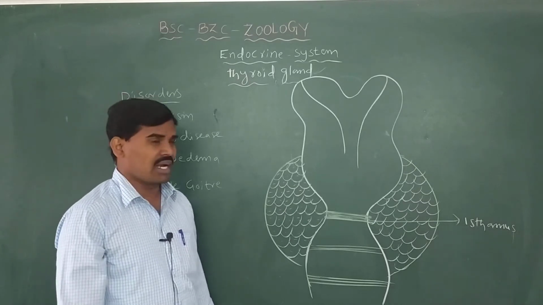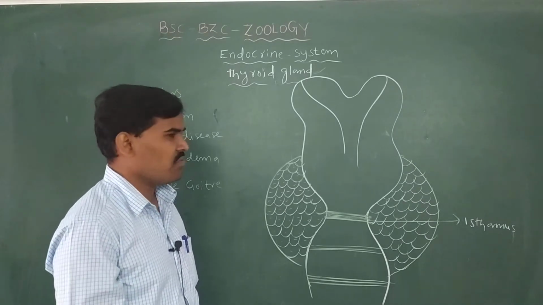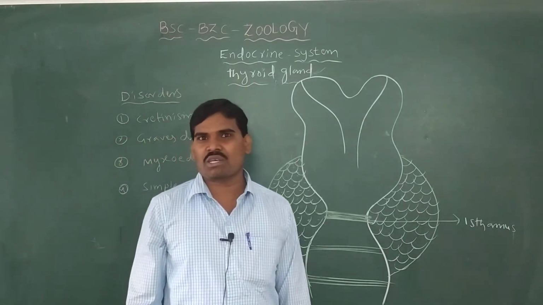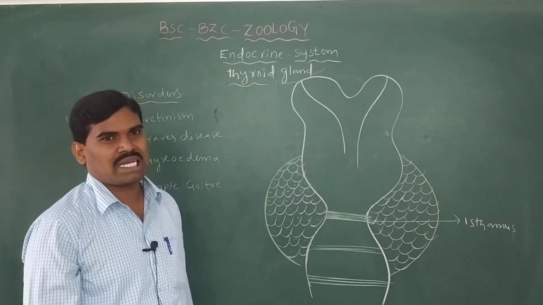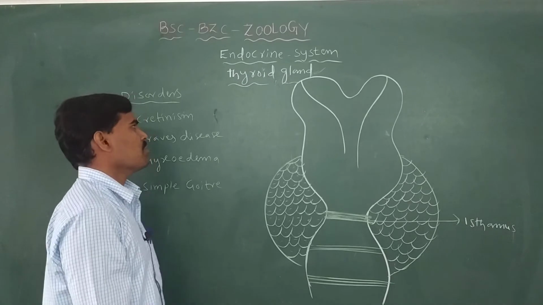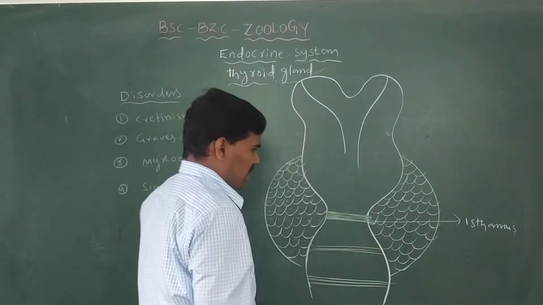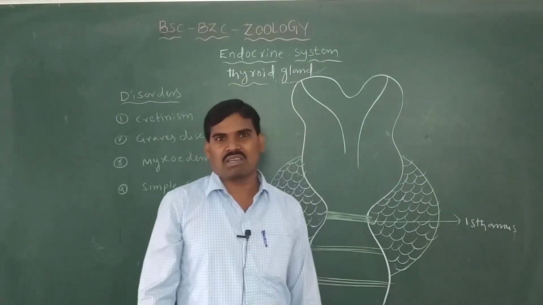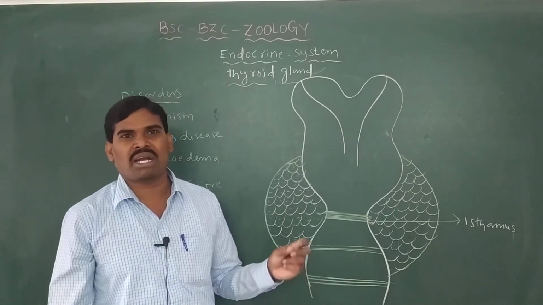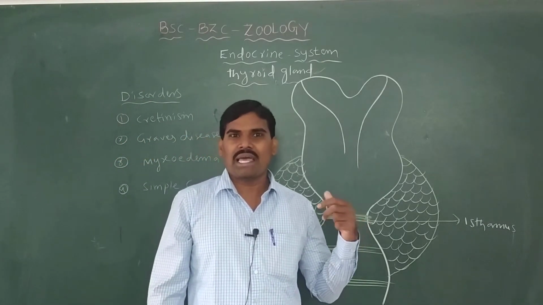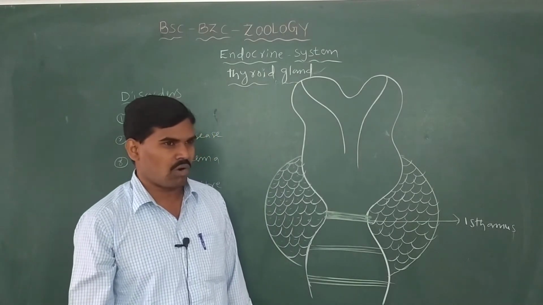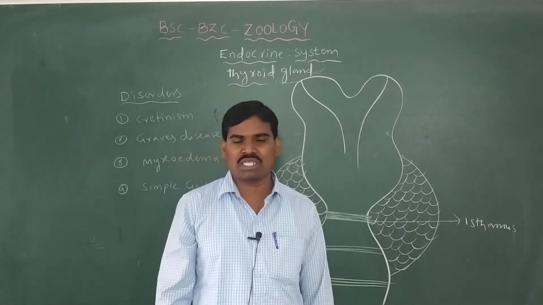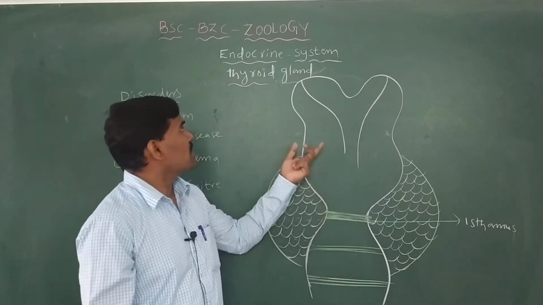The thyroid gland mainly functions in the regulation of body functions, metabolic regulation, the BMR, and controlling hormones, body growth and development. There are so many functions controlled by the thyroid gland.